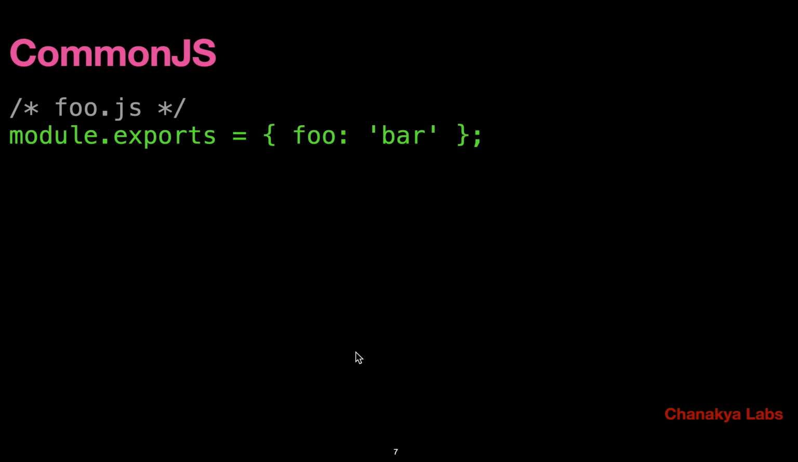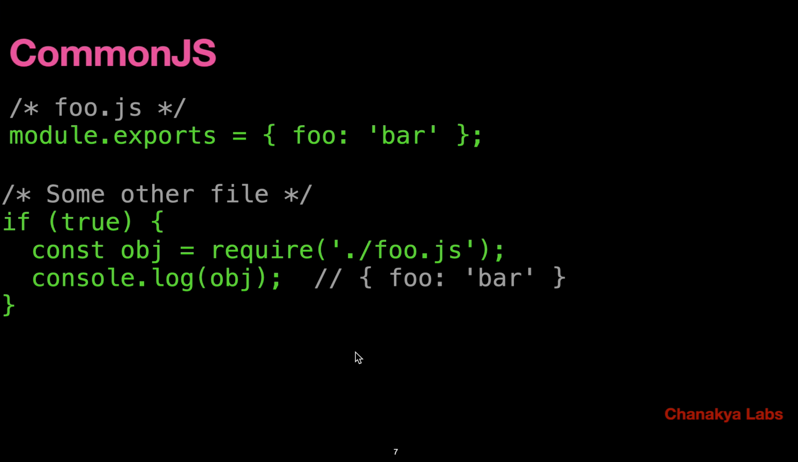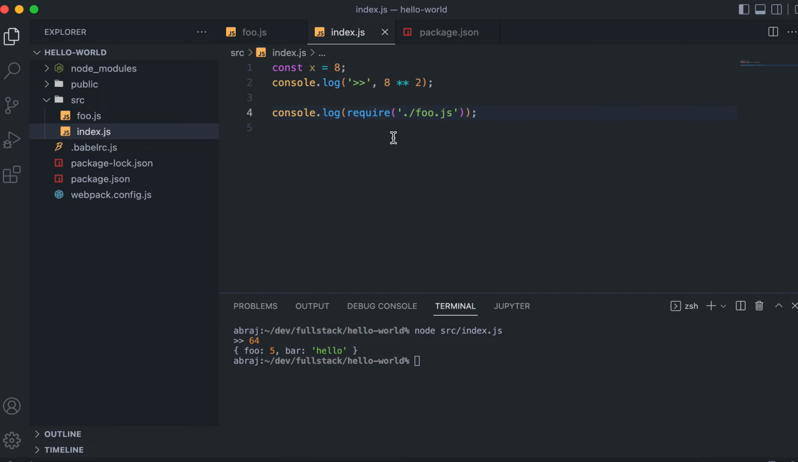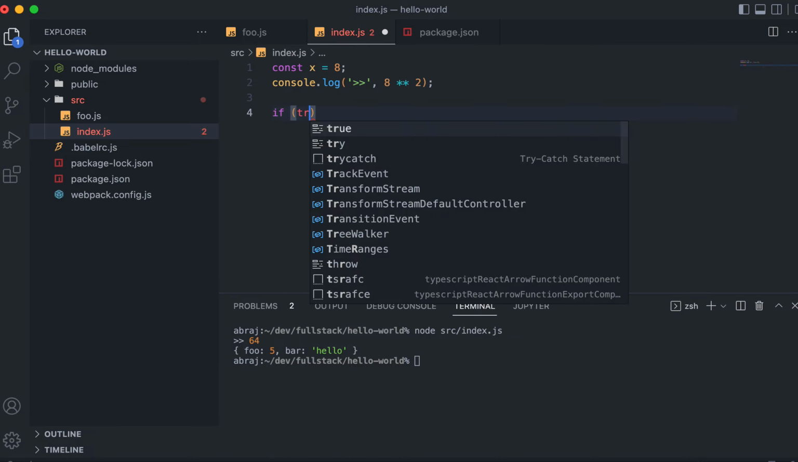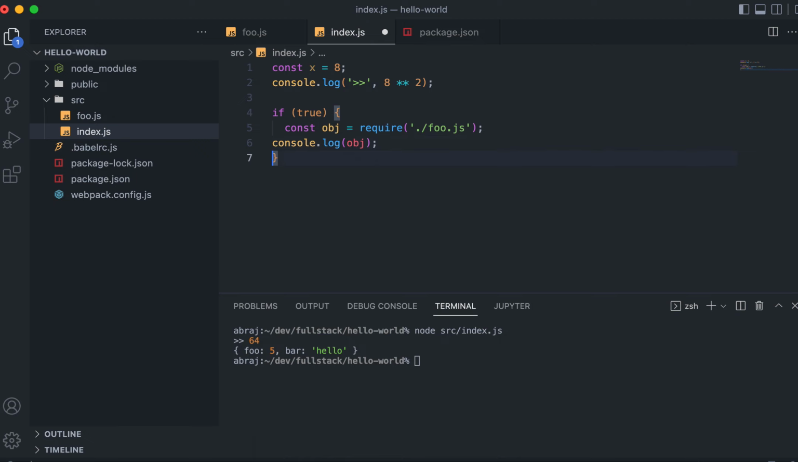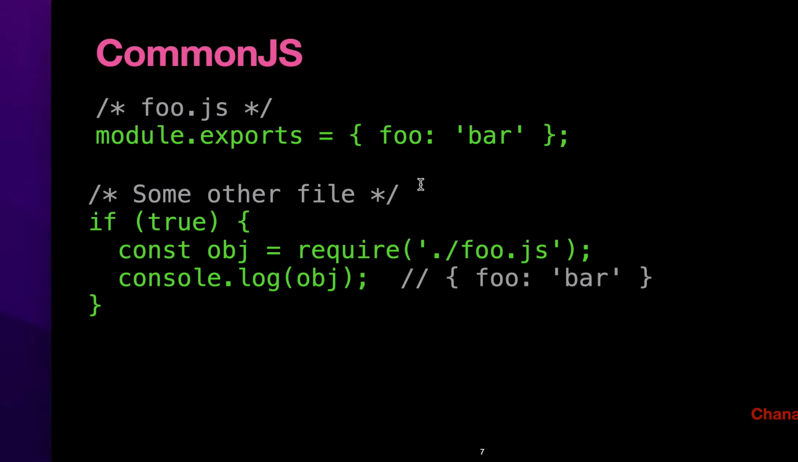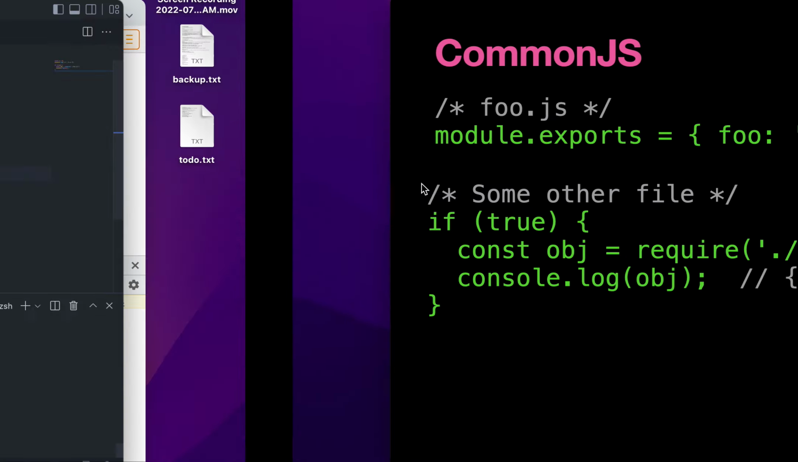Not only that, it can be inside conditionals also. So when I'm saying that something like this is there, it does not mean that it has to be at the first level. It can be something like this also, and this will also work fine. See, I'm saying this again and again. Why? Because an import statement in ES modules cannot be inside an if statement or something like this, right? It cannot be inside callbacks also.